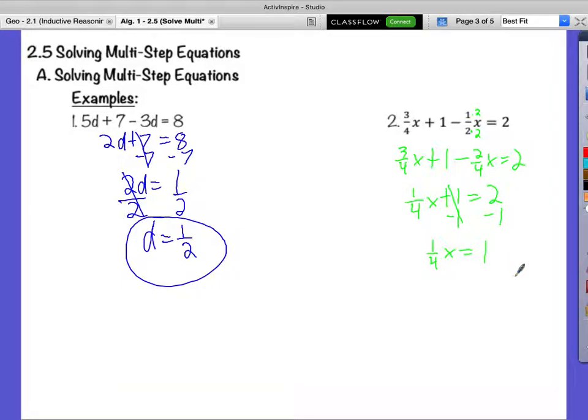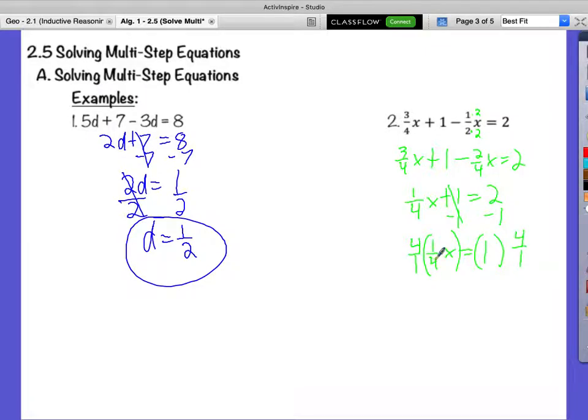Okay? How do we get rid of the 1/4 that's multiplying with x? Multiply by the, go ahead and say it. Reciprocal. What is the reciprocal of 1/4? 4/1. And what do we do to the right side then? The same thing. Okay? So what happens with this 4 and this 4?